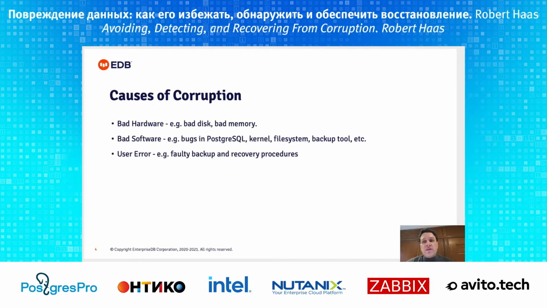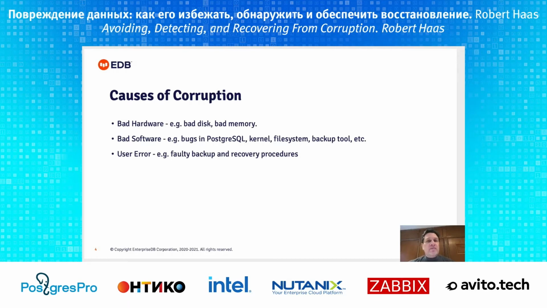In general, there are sort of three possible ways that database corruption could happen. So first of all, you might have a problem with your hardware, such as your disk or your memory. Secondly, you might have a problem with your software. And thirdly, the problem might be you, the user. You might be doing something that is incorrect. Now, all of these things are pretty common. Disks go bad quite frequently.